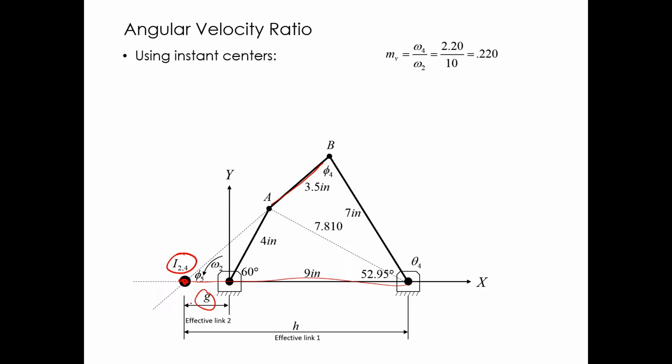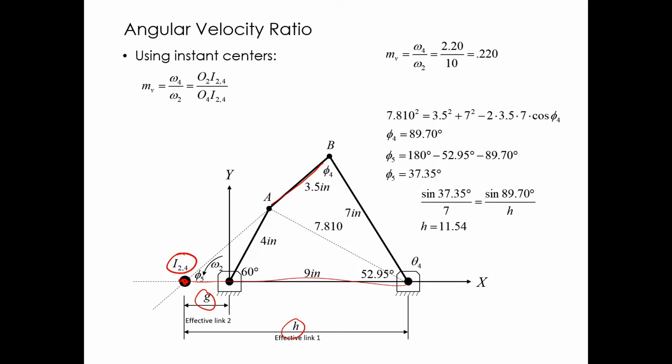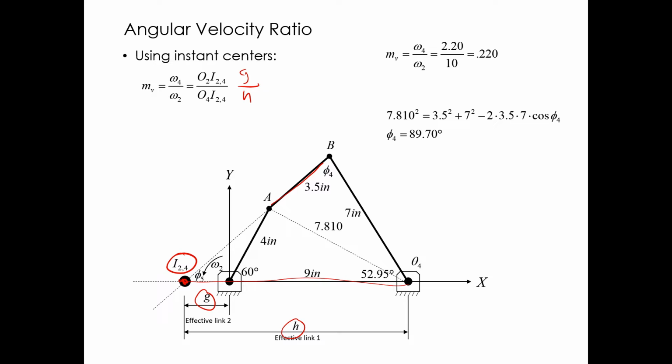And then you need this distance G and this distance H. The velocity ratio is the ratio of, this is G, this is H. So the velocity ratio is just simply the ratio of G to H. And that's something you can find all geometrically.